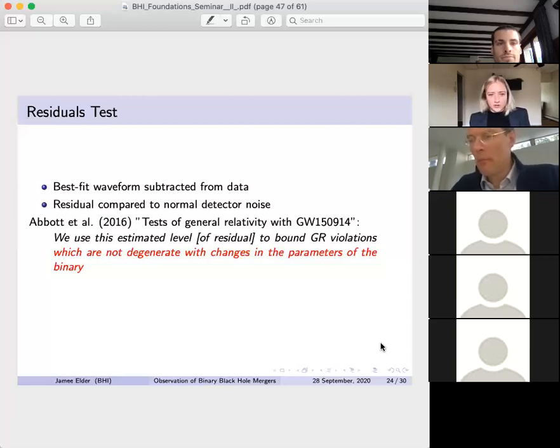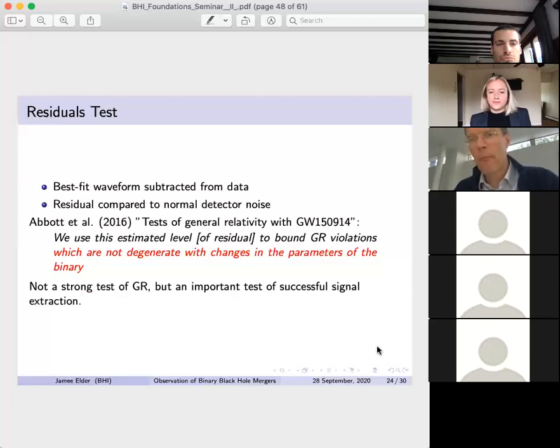That alone would not ensure that just because you've extracted a signal adequately with a GR template doesn't necessarily mean that GR is providing the right description of the source system. So in a sense, this isn't necessarily a strong test of GR, but it's certainly a very important test of signal extraction.